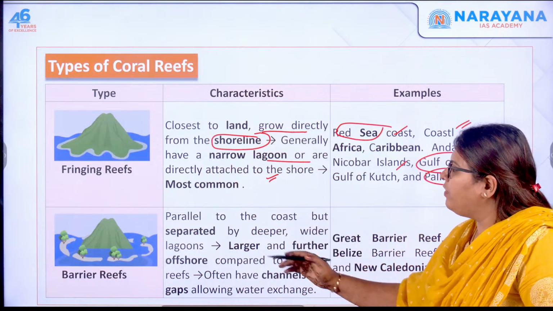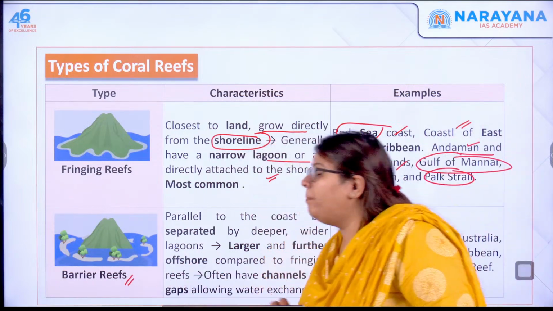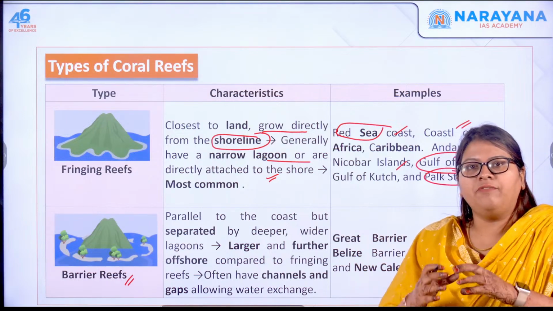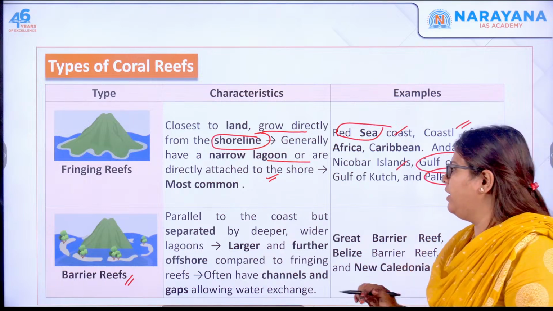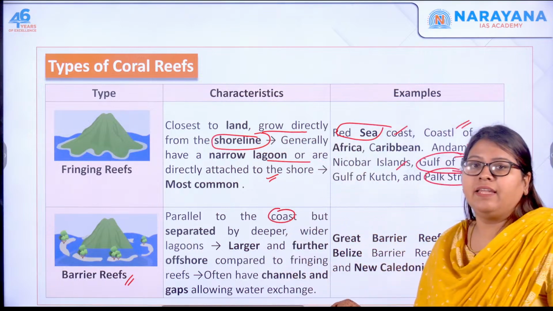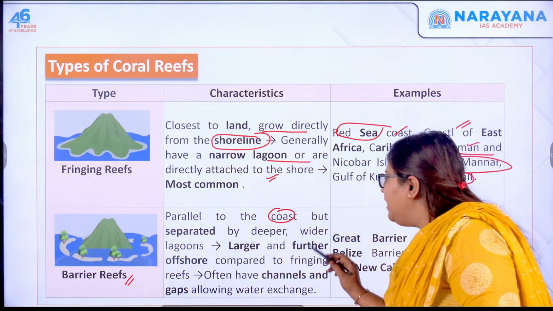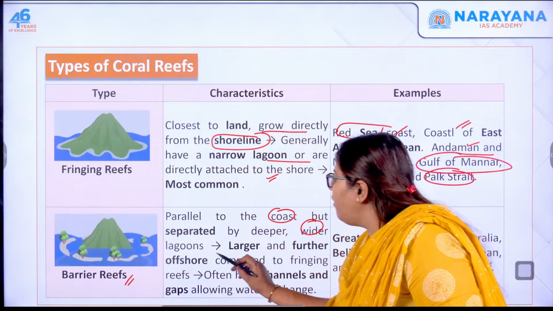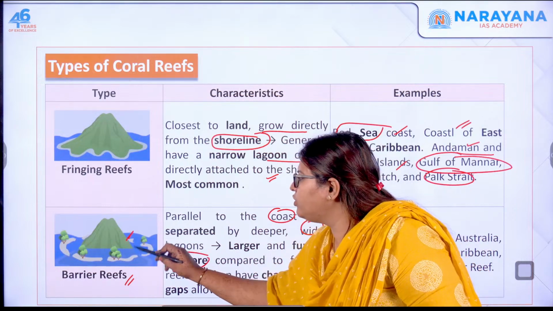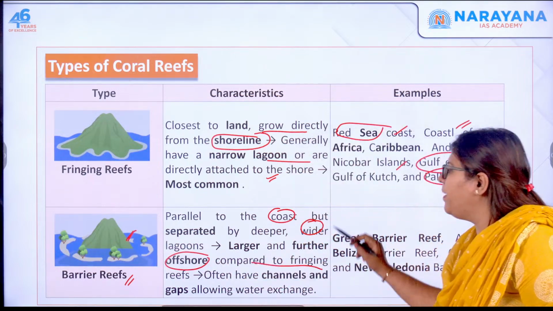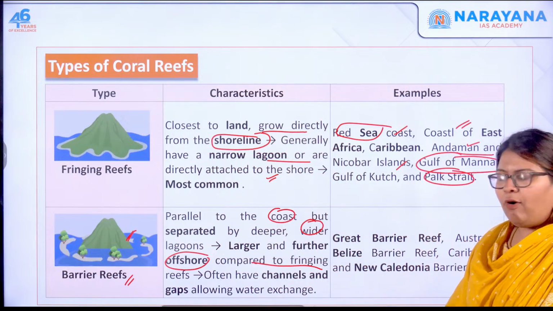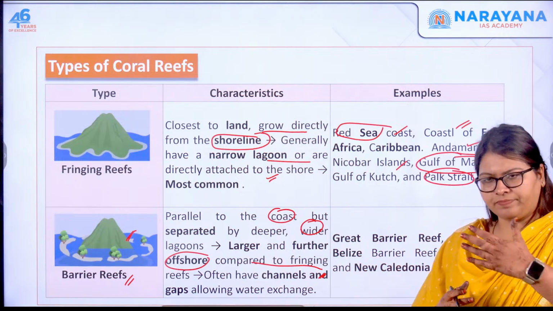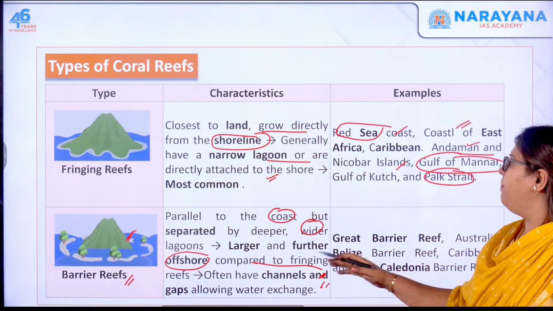Now moving forward, what do you mean by barrier reefs? These are parallel to the coast and they have a deeper lagoon in between. So they are parallel to the coast and they are separated by a deeper, wider lagoon. These are larger and further offshore. So they are not closer to the shore, they are offshore when compared to the fringing reefs, and they often have channels and gaps allowing water to exchange. This is your barrier reef.